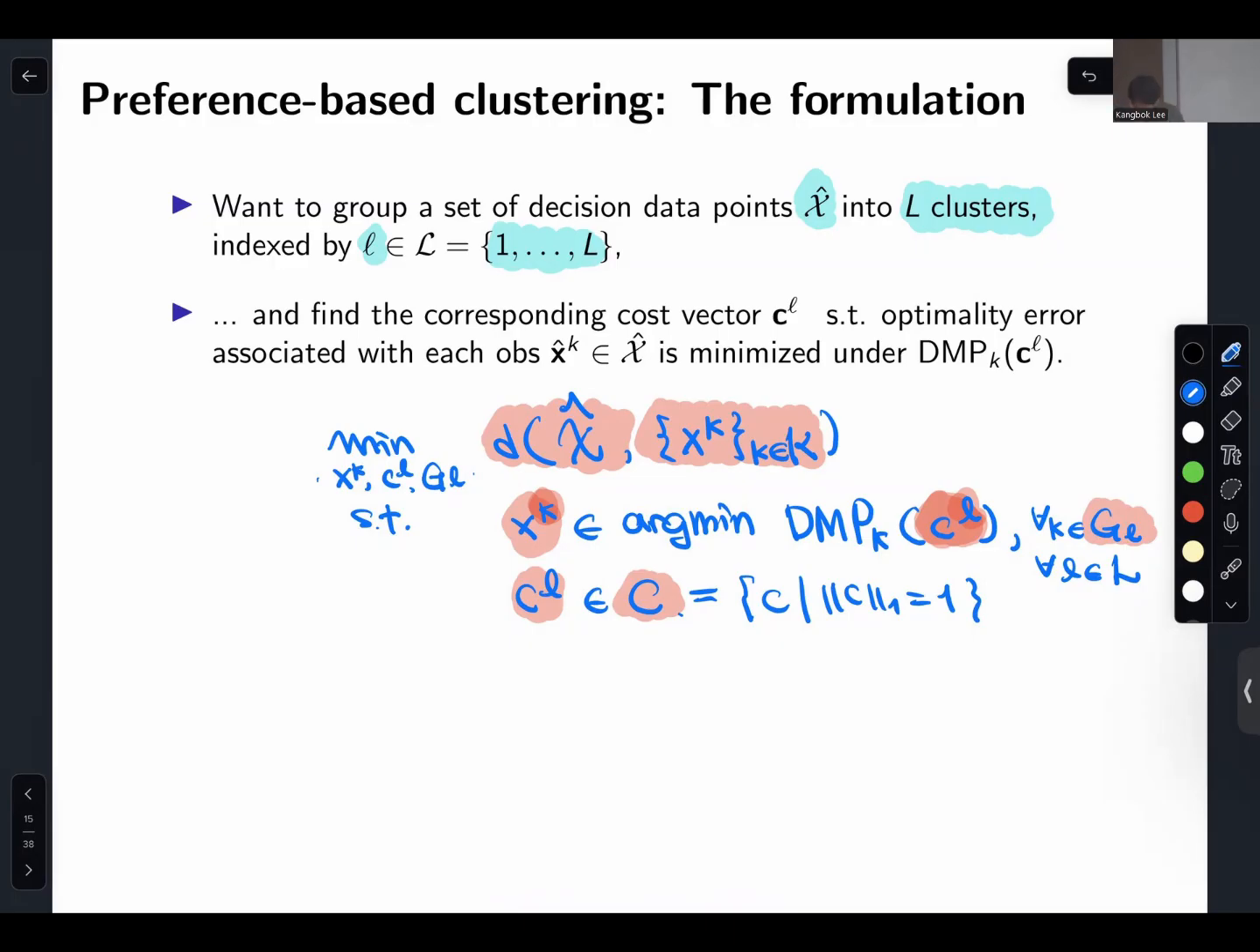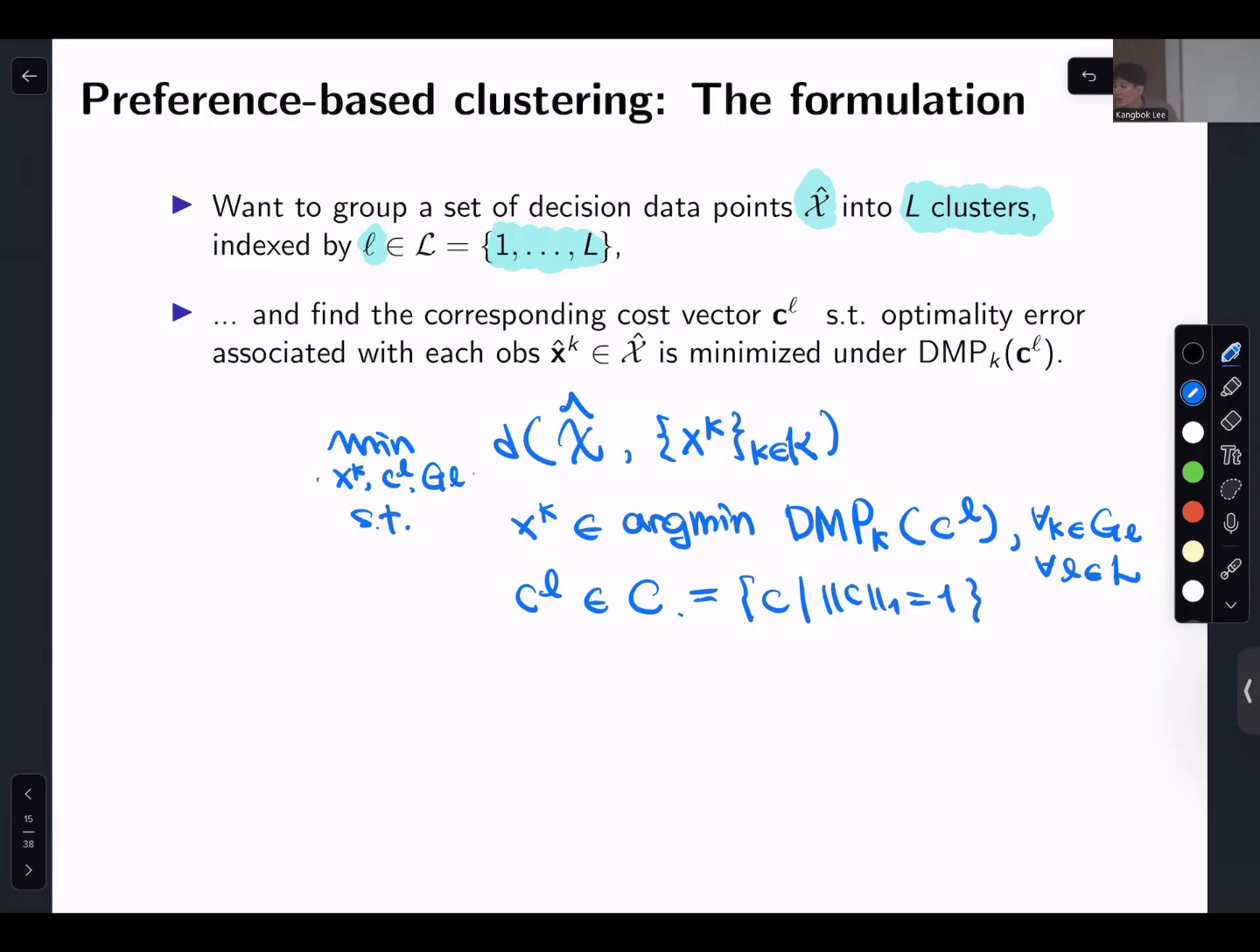So this version, again, is written in a very compact format, but if you think about it, there's a lot going on in this formulation. There's this combinatorial nature again, right? You're assigning different data points into different clusters, right? So GL is your variable. Then you find a CL, then you solve the DMP problem to find the minimizer, and you measure the distance to be minimized and all that, right? So it's a very complex problem, in fact.